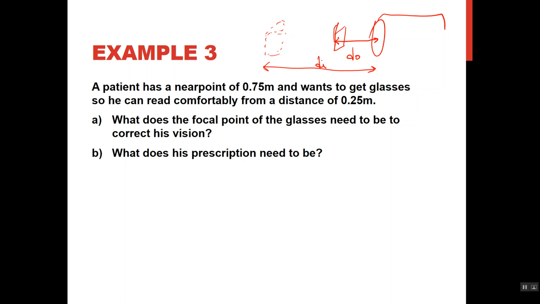Is this person farsighted or nearsighted? Farsighted. If they're farsighted, you need a diverging or converging lens? Converging lens. So your focal length should be what? Positive or negative? Positive, because it's a converging lens. Is my image here a virtual image or a real image? A virtual image. So the DI should be negative, right?